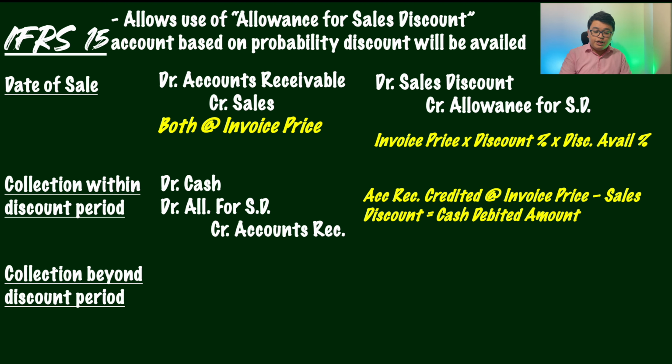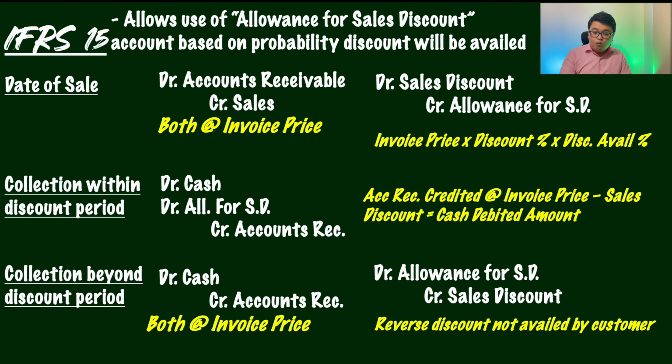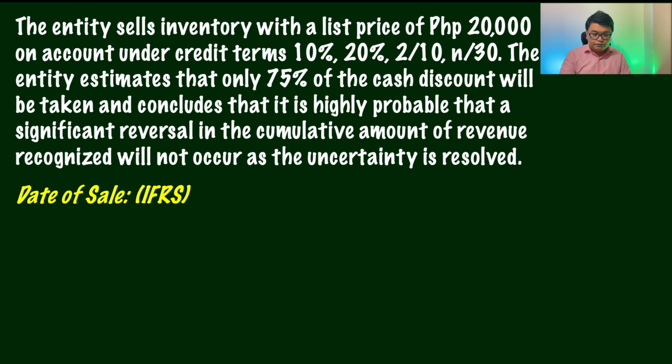Lastly, if the collection is beyond the discount period, then we will debit and credit the following amounts or accounts at an invoice price, while we will reverse the allowance for sales discount that we initially set up. Let's apply these entries to our example.